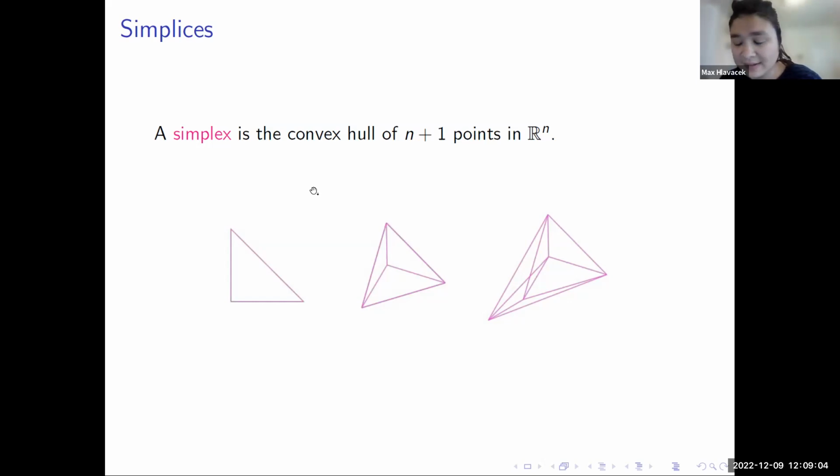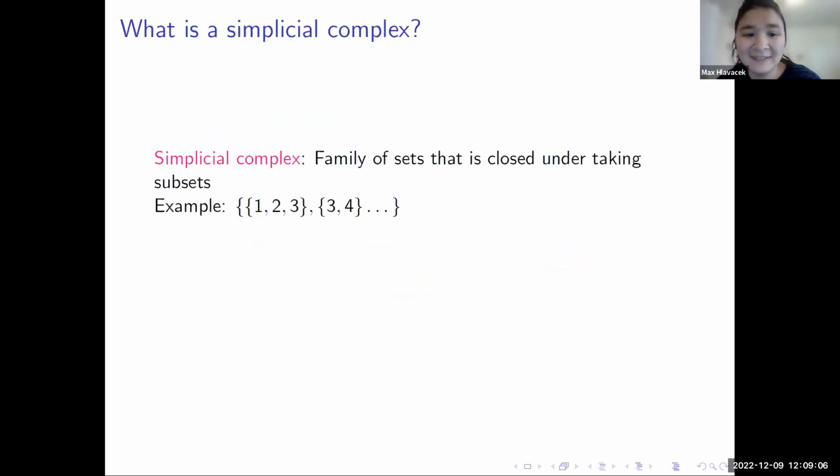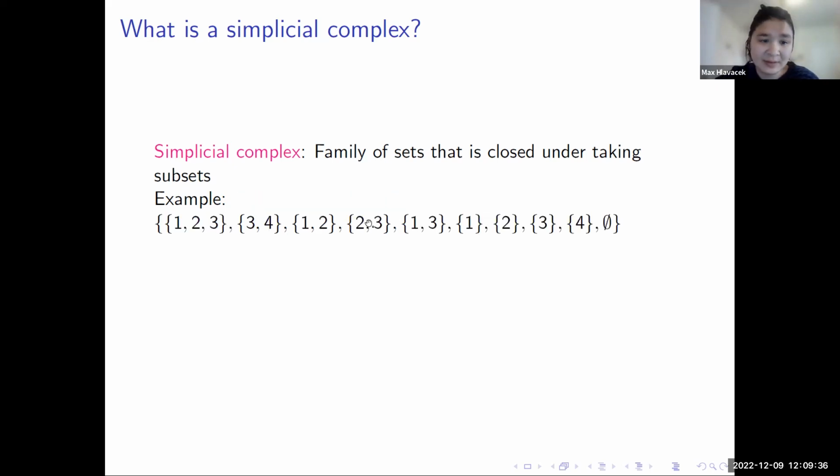So this brings us to our discussion of simplicial complexes. A simplicial complex is a family of sets that is closed under taking subsets. For example, let's say we start with the sets {1, 2, 3} and {3, 4}. If we are going to complete this set of sets so that we actually have a simplicial complex, we need to include a few more sets. So what sets do we need to include?